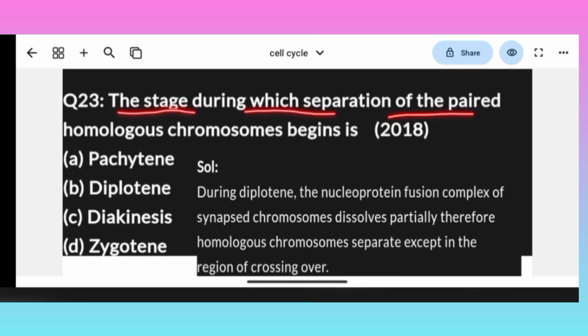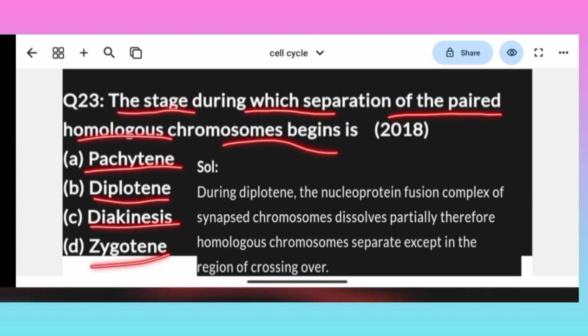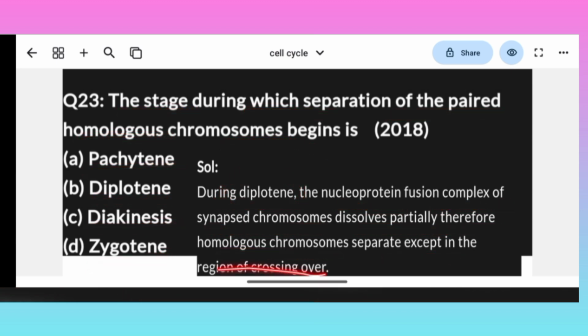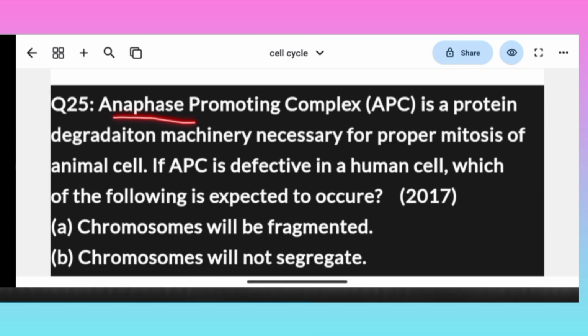The stage during which separation of the paired homologous chromosomes begins is pachytene, diplotene, diakinesis, zygotene. During diplotene, the nucleoprotein fusion complex of synapsed chromosomes dissolves partially, therefore homologous chromosomes separate except in the region of crossing over. Option B, diplotene, is the correct answer.